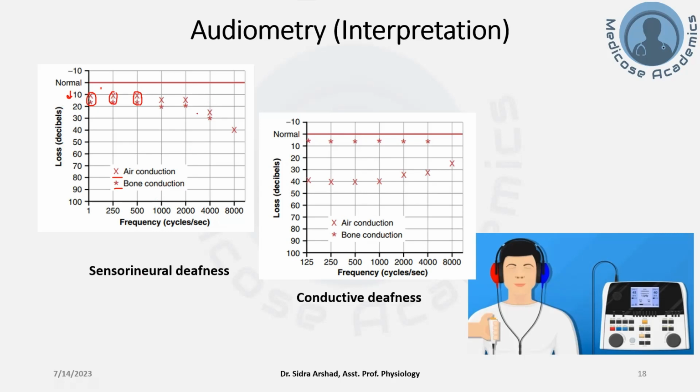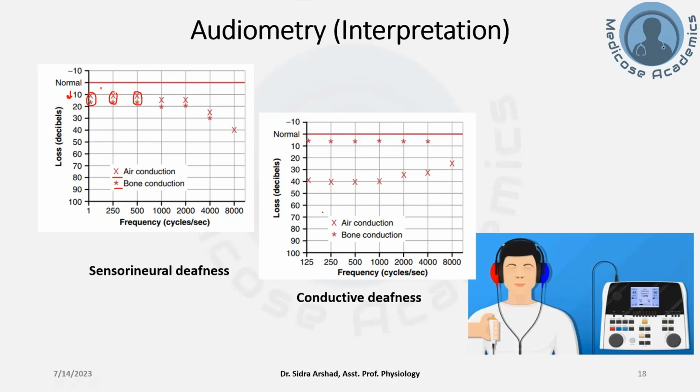And the loss for the sounds which are of higher frequencies is more as compared to the loss which is occurring at the lower frequencies. And we had already discussed that in sensory neural deafness, there is loss of hearing for some pitches more than the other pitches. So this is the sensory neural deafness.